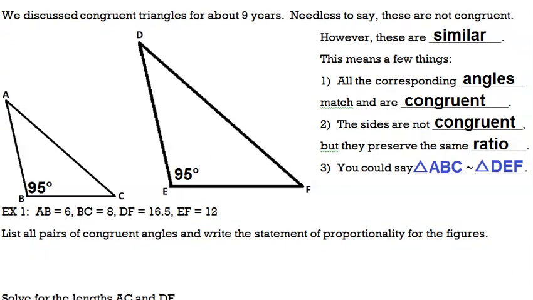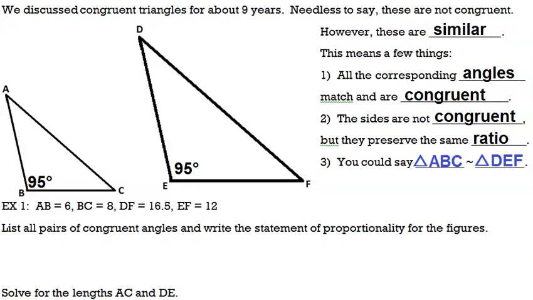All right. Now, in this first example, we can go back to this picture here, and we're just going to number it the way it is given to us. AB is 6, BC is 8, DF is 16.5, and EF is 12. So keep those numbers in mind.